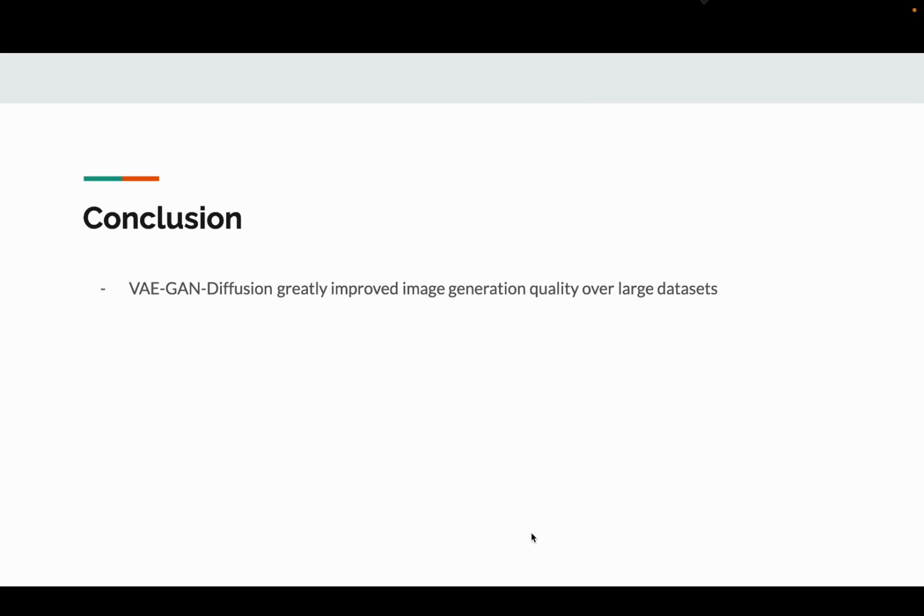We do believe that the VAE-GAN and diffusion model, the synthesis of these three, greatly improved image generation quality over large-scale data sets, specifically within generation of brain mapping. We believe that this is a very cool and exciting step to be going, and we are looking forward to learning more about it. But we do think that this should be used more often in the field, specifically for generating data to train AI models.